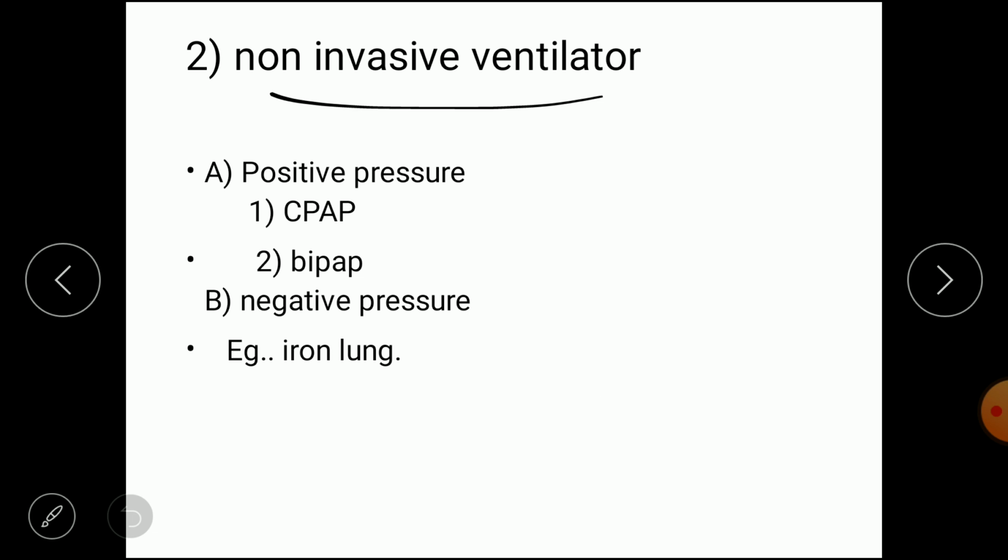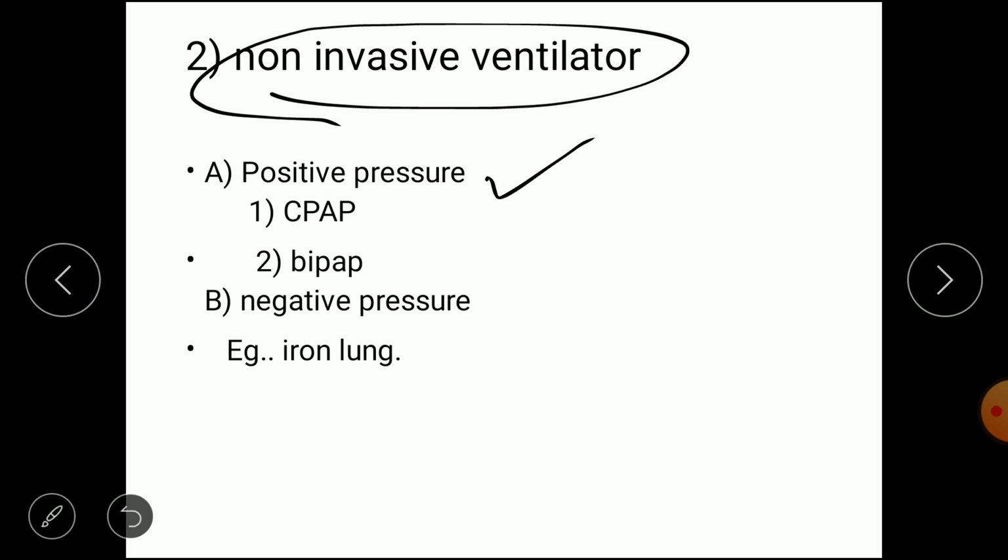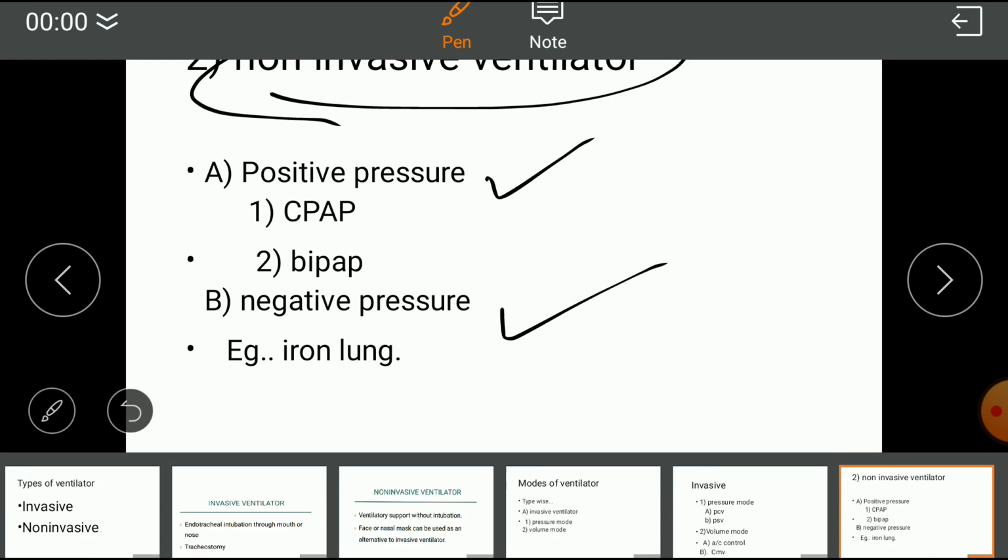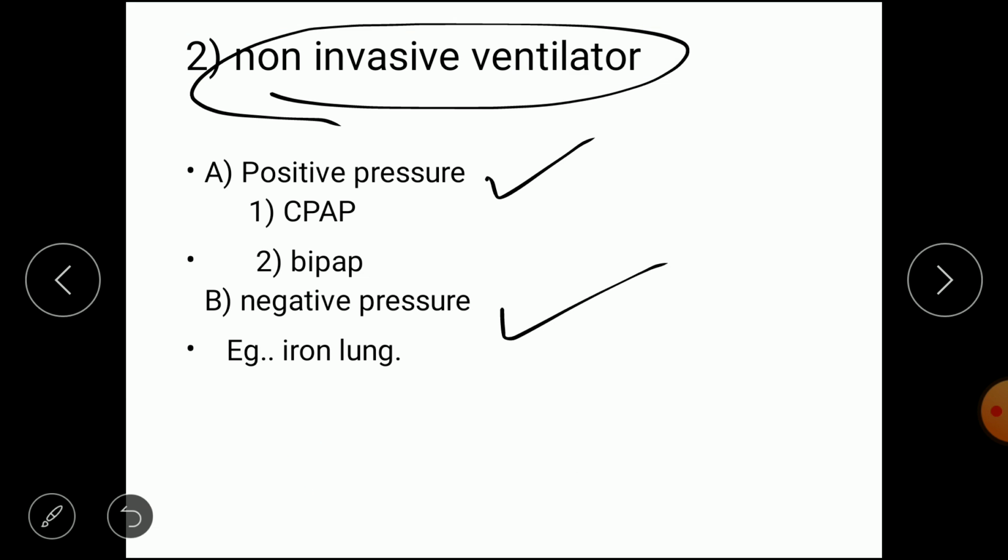Then we see non-invasive ventilator. In that, there are two types, positive pressure and negative pressure. In positive pressure there are two modes, CPAP and BiPAP. CPAP means continuous positive airway pressure. BiPAP is bi-level positive airway pressure. Then the negative pressure example is iron lung.